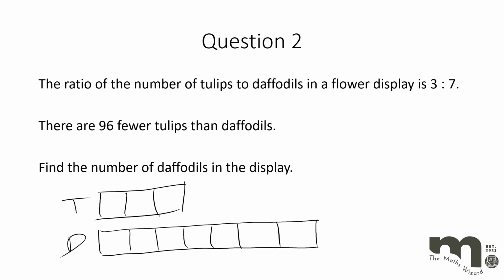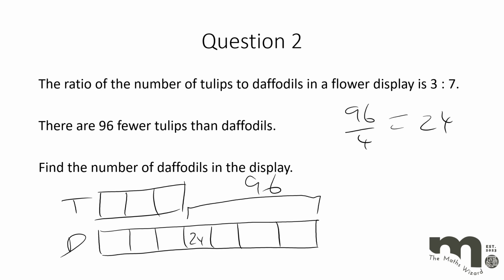Okay, so if we take a look at this then, our 96 is worth those extra four parts. So we know there are more daffodils than tulips just from the ratio. So if we do that 96 divided by 4, we then get 24. So each part in the ratio is worth 24. So that's your one part.